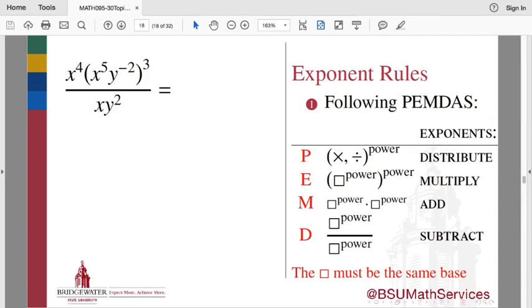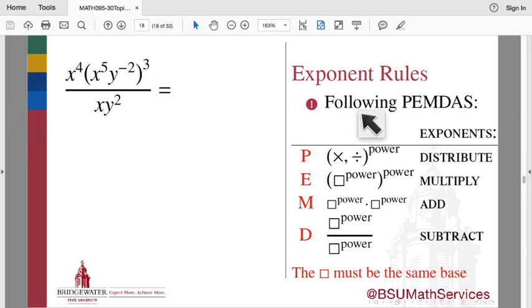So the first thing that we want to come to grips with exponents is how do I simplify an expression that involves multiplying, dividing, and raising exponents to powers. So how do I navigate what are called the exponent rules? And the way that I like to think about it, so we're going to take this exponential expression over here and try and simplify it as much as we can.